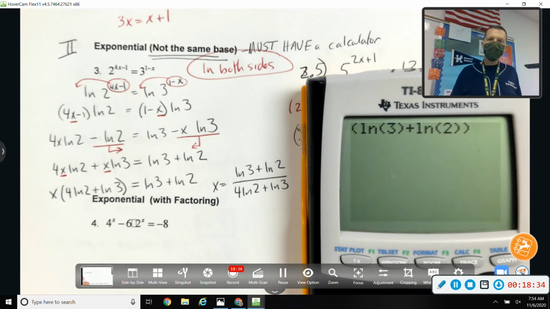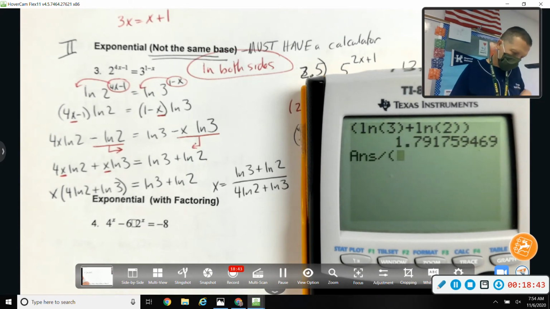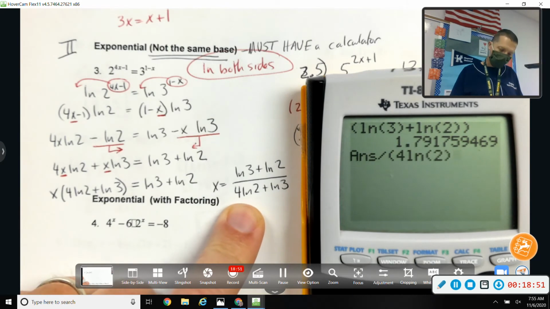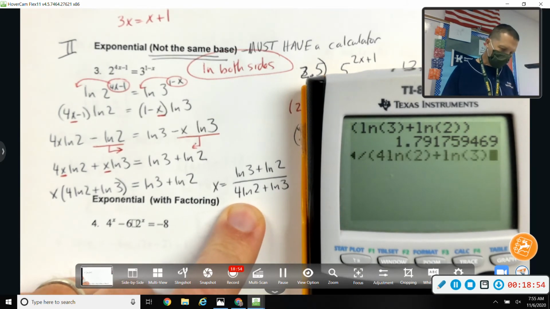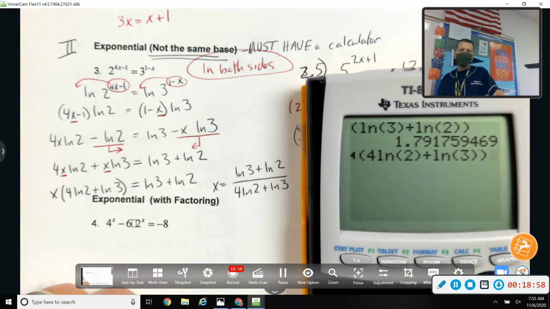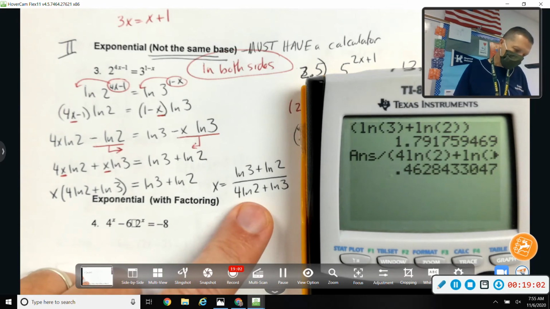Natural log 3 plus natural log 2, all in parentheses. In fact, if you want to hit enter there, you could. Divided by parentheses, because I want to make sure I divide by all of this stuff. 4 natural log 2, close parentheses on the 2, plus natural log 3, close on the 3, and then close on the denominator. X equals 0.463.